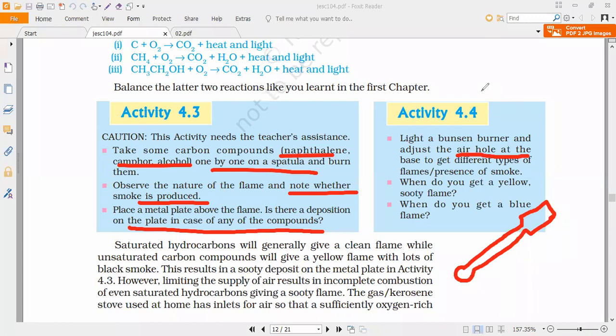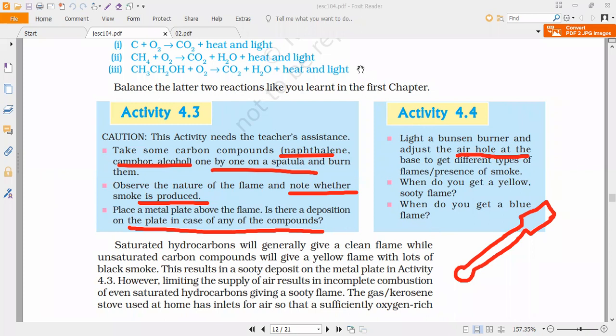It will burn the LPG. What are the two flames you are observing by burning wood and by burning LPG? Fastly, you should tell. Yellow and blue flame. Yes. If you observe the burning of wood, we get only a yellow flame. But if you observe the burning of gas, you can see a blue flame.